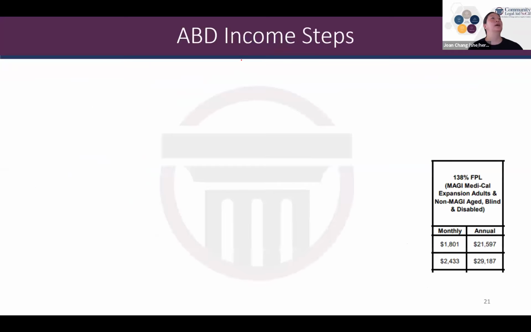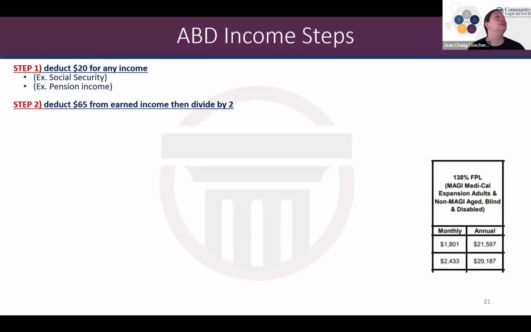Okay. So step one, you're going to deduct $20. What's great about Medi-Cal is they give you this free $20 deduction. So if you have any sort of income, they're going to automatically subtract 20 bucks from your income. That includes Social Security, your pension money, anything. You're going to just get $20 off the top, which is great. They're not going to count 20 bucks.